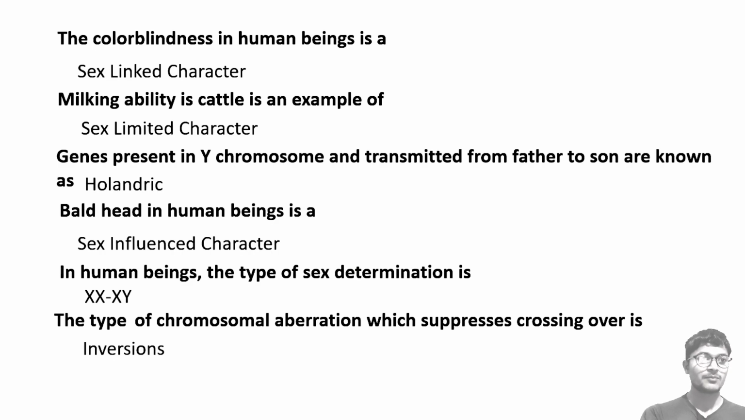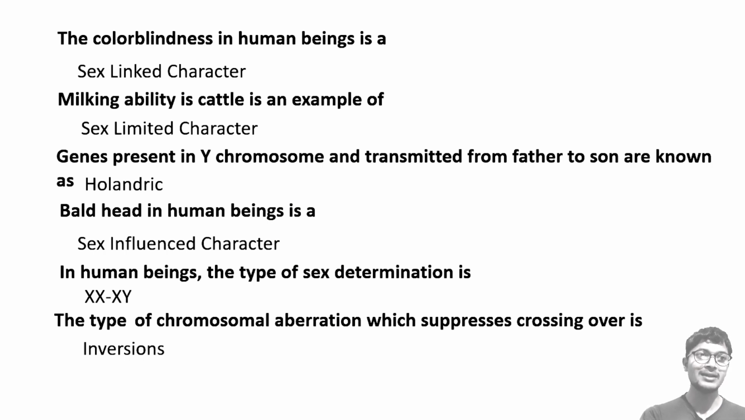So before moving to next slide, we have to repeat all these questions in a hurry. So first question is that the color blindness in human beings is a? Answer is sex linked character. Next question, milking ability in cattle is an example of? Answer is sex linked character. Next question, the genes present in Y chromosome and transmitted from father to son are known as? Answer is holandric.